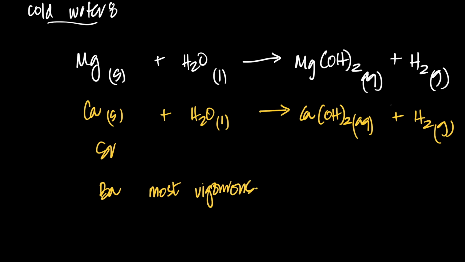Now, it's not as vigorous as group 1 reactions, because if you remember, group 1 metals react with water very explosively, and they also make a hydroxide and hydrogen gas. But group 2s are much slower, and the reason why the reactivity increases is because you've done this already. Down the group, the ionization energies decrease, therefore the reactivity increases, and that's why barium reacts the fastest.